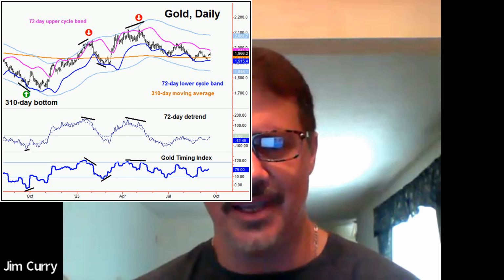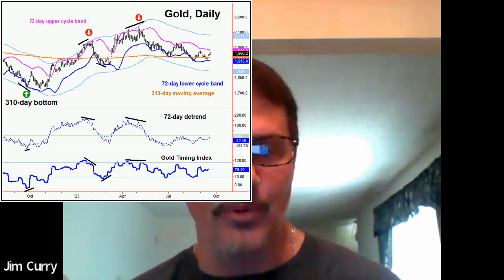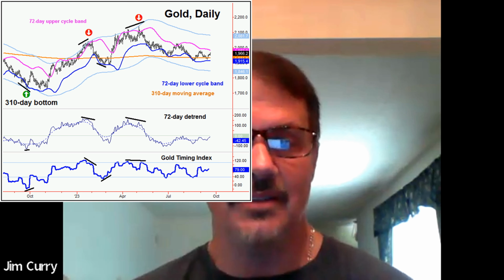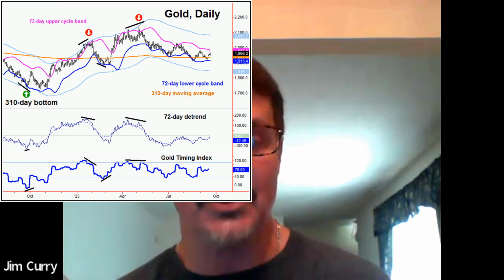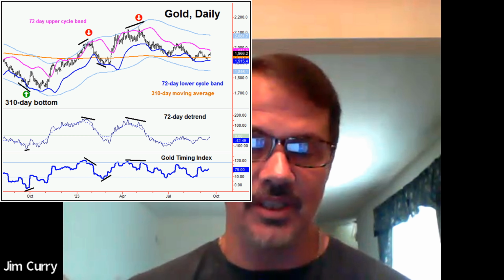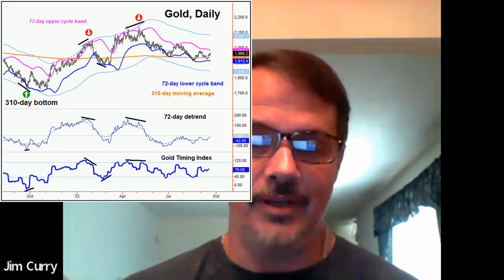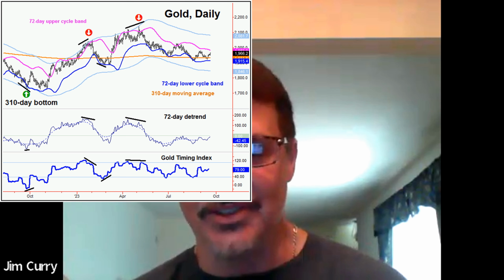It's also a momentum indicator, these D trends. But that gold timing index was forming a divergence. So we said, when we knew at the time the 310-day cycle was topping, so we had a downside risk for a drop back to the 310-day moving average, which we obviously got. So now, we fast forward to right now. You say, well, what is this indicator telling us?